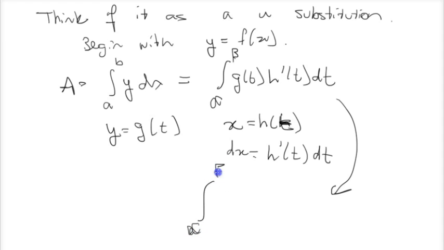So we can really think of this as alpha to beta. The g of t is really y in terms of t, so we can write that in a rough way as y of t. And the h prime of t is just the derivative of the parametrized version of x, so we could write that crudely as x prime of t, so we remember which part of the function that is, and then dt, and that's the area under a parametrized curve.